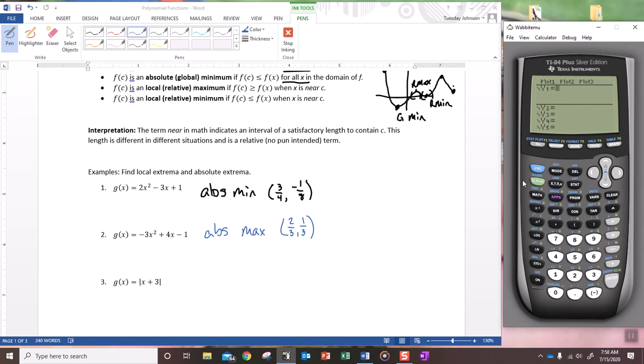What about an absolute value graph? If we go to math, over to number, the absolute value of x plus 3. If we look at the graph, we could see we'll have an absolute minimum. The graph never gets lower. We could expand our window if we needed to, but it looks like we have an absolute minimum.